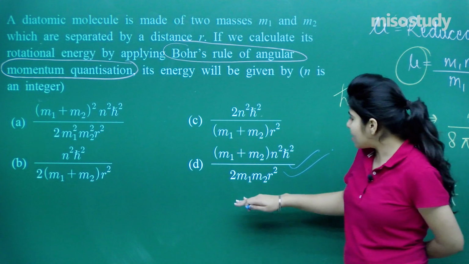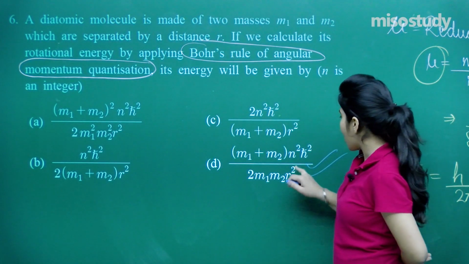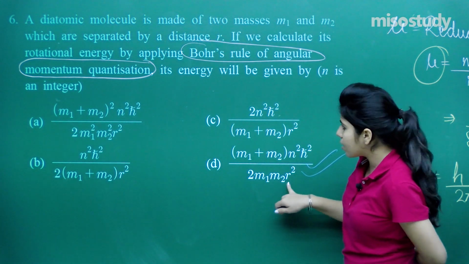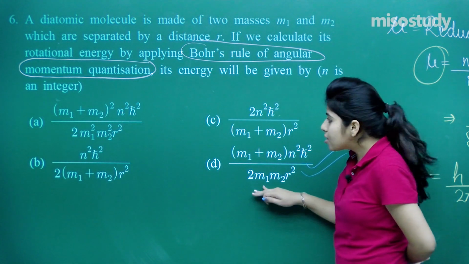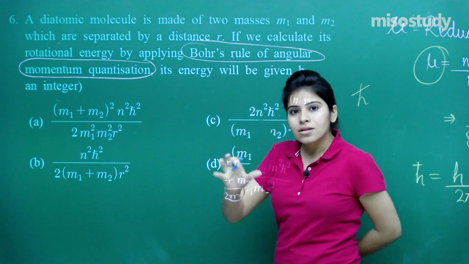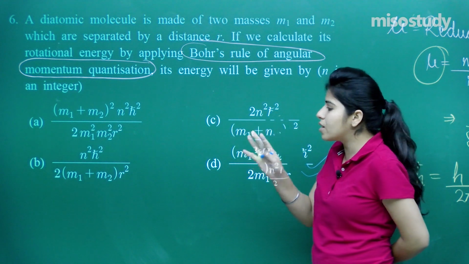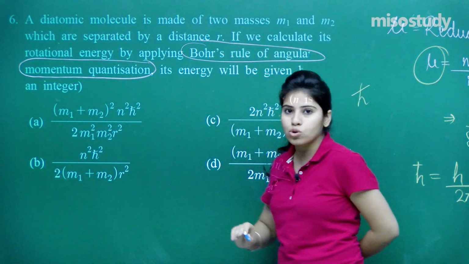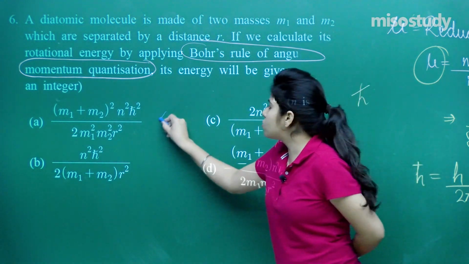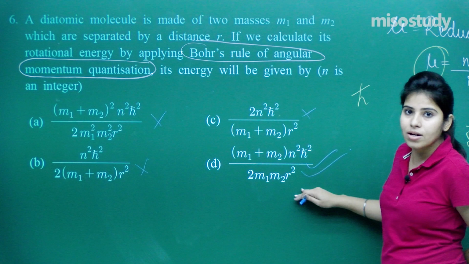What I can see over here is m1 plus m2 n square h cross square by 2 m1 m2 r square. This option and this option are visibly the same, but what is the difference? This one has m1 square m2 square. So this cannot be the answer, this will be neglected and this will be the correct answer.